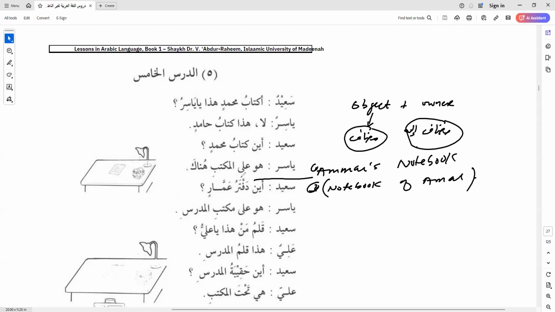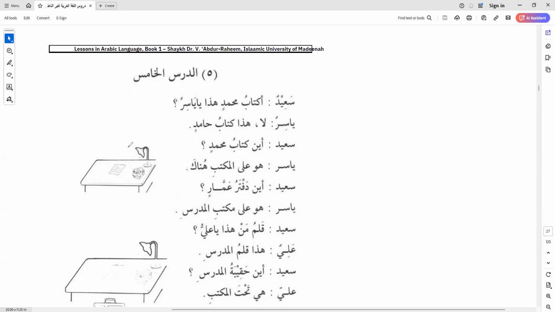But like I said earlier, there are some implications of mudaf and mudaf ilayhi in Arabic grammar books. That is not our objective in this lesson. The objective in this lesson is for us to understand and be able to use the mudaf ilayhi from the perspective of possession in Arabic. And that is what we're doing. But later on, we're going to learn more about it.